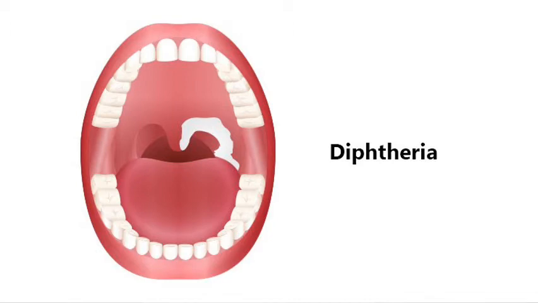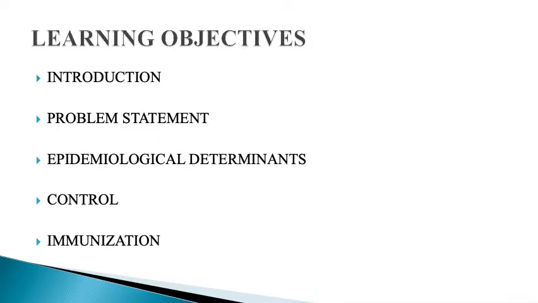I am Dr. Ruqaya from the Department of Community Medicine, and today I will be discussing an acute bacterial disease known as diphtheria. By the end of this presentation, the students must be able to answer what is diphtheria, what its prevalence is globally and in India, what the different epidemiological determinants are, what steps are important for the control of diphtheria, and what immunization is used for the prevention of diphtheria.